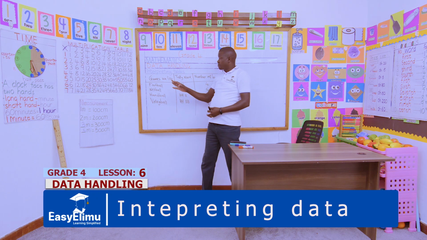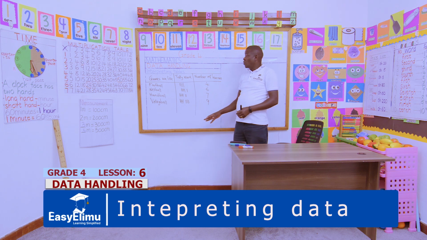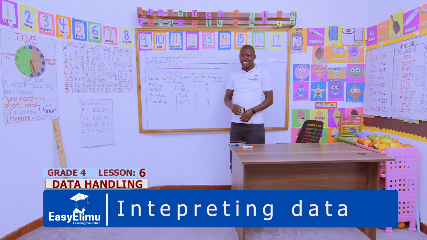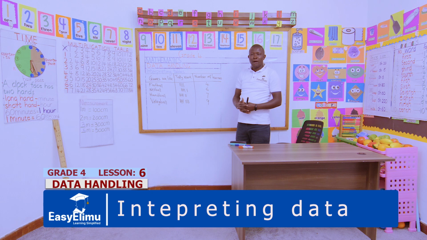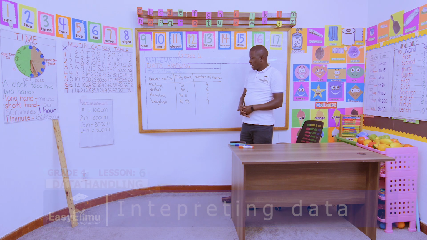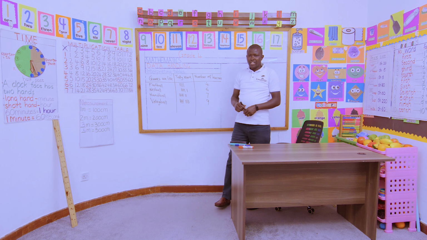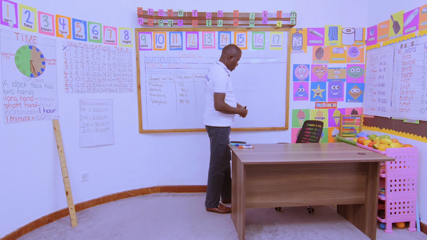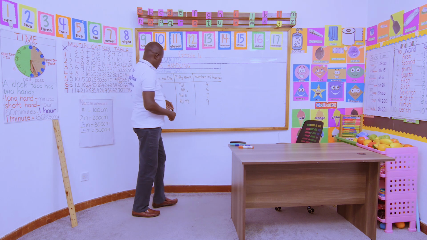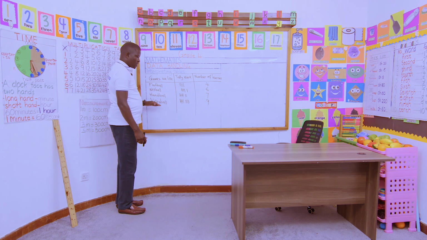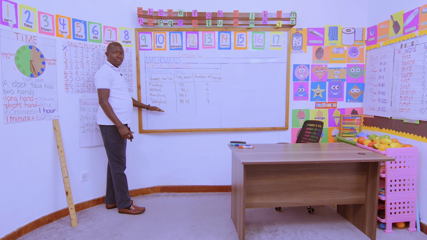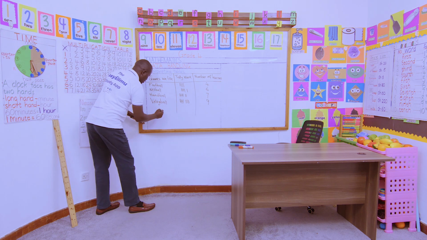Now, from this information, how do we interpret it? In our groups, can we help ourselves to interpret this? Can we discuss how we interpret this information? And this is what is interpretation. What is interpretation? It is getting information from this table. Getting information from the table is what we call interpretation.